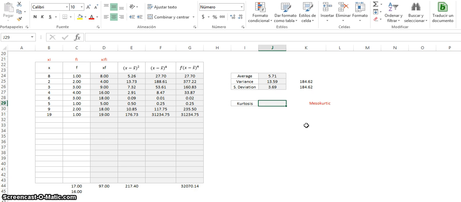Now for the kurtosis, remember, you need to divide, in this case, the total of the resolution over this and make it minus 3. But remember, you need to consider brackets to make first the division and then the subtraction. Finally, you have a value of 170.71, which is more than 0 and means that the form is leptokurtic.